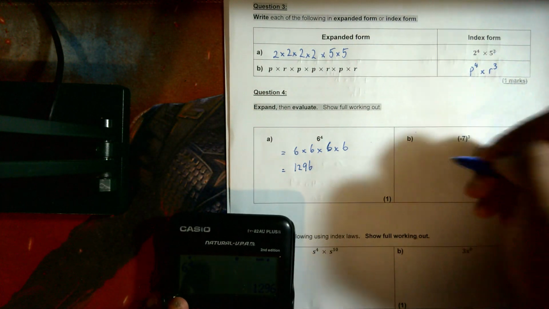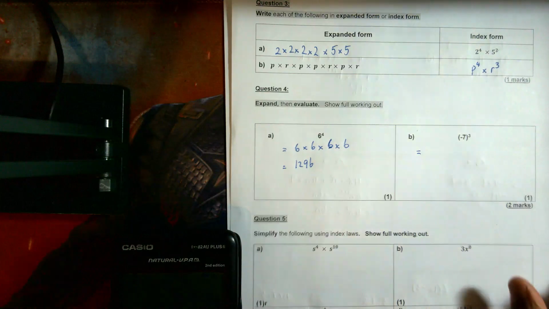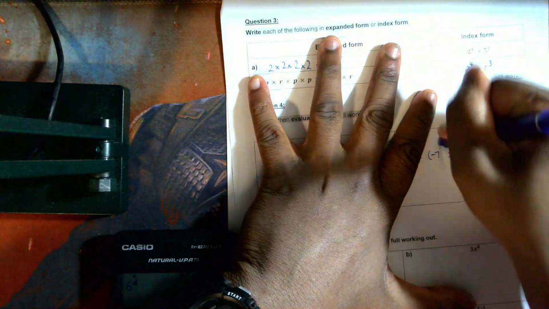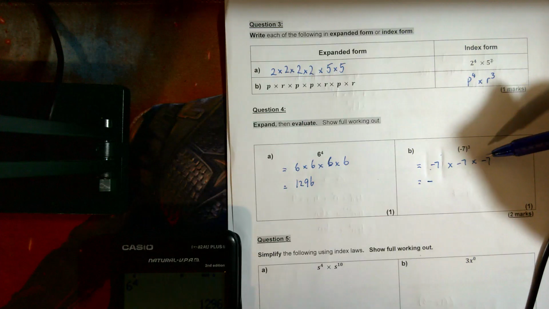Next one, we are expanding -7 cubed. -7 is in brackets, so we have to multiply -7 by -7 by -7. Don't really need the brackets at the front. We know that a negative times a negative is positive. Positive times a negative is going to give us a negative answer. And then we're doing 7 times 7 times 7.